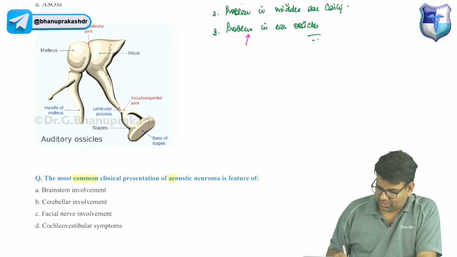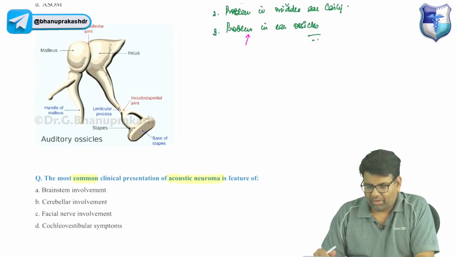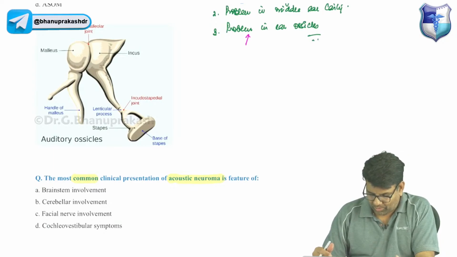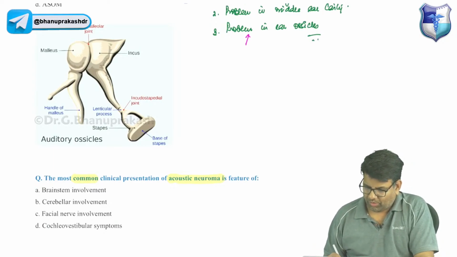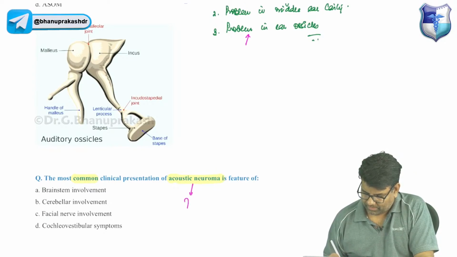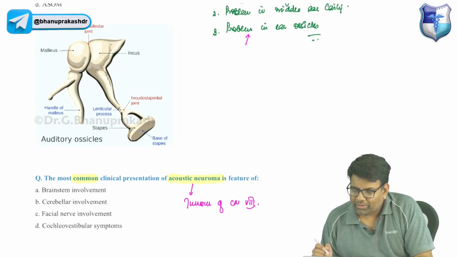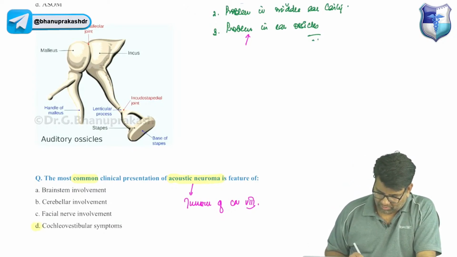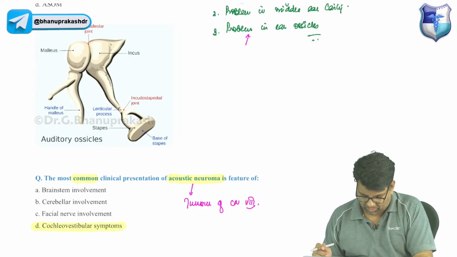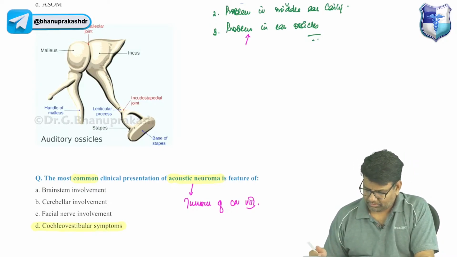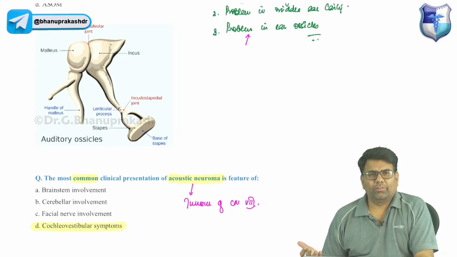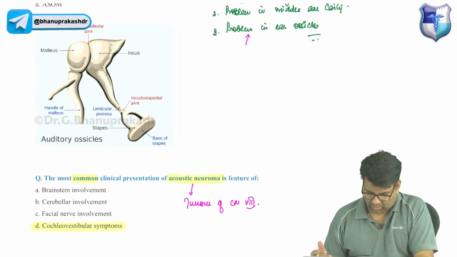Most common clinical presentation of acoustic neuroma, which is also known as vestibular schwannoma. Now, this is a tumor of cranial nerve 8th. So, therefore, the better answer would be cochleovestibular symptoms. Right? It is a tumor of cranial nerve 8th, so it will present with cochleovestibular symptoms.